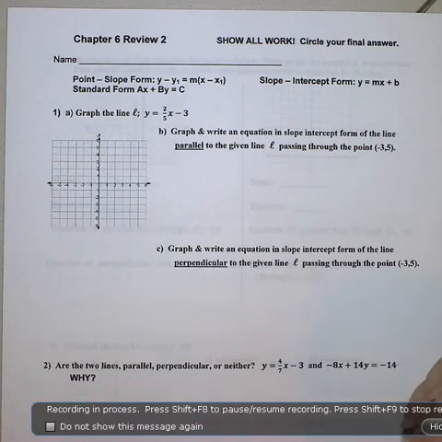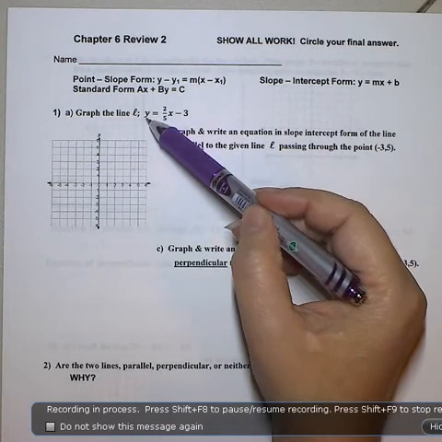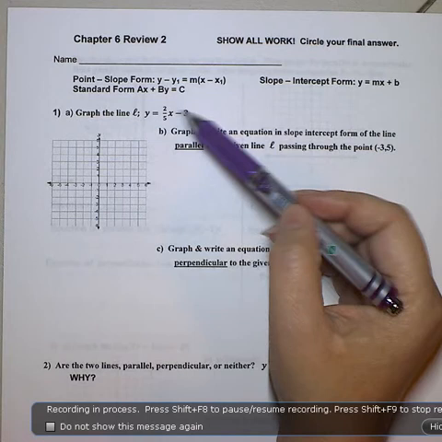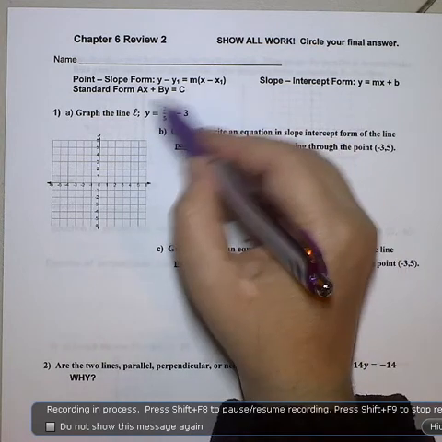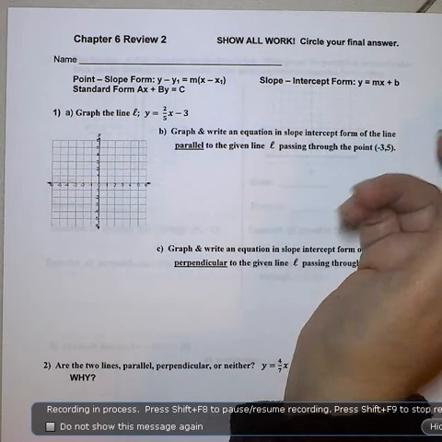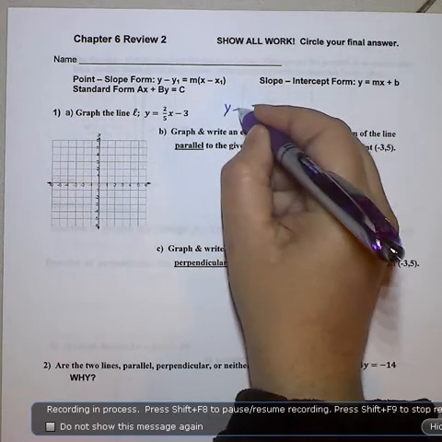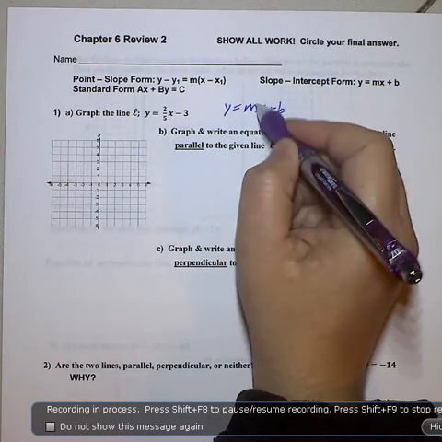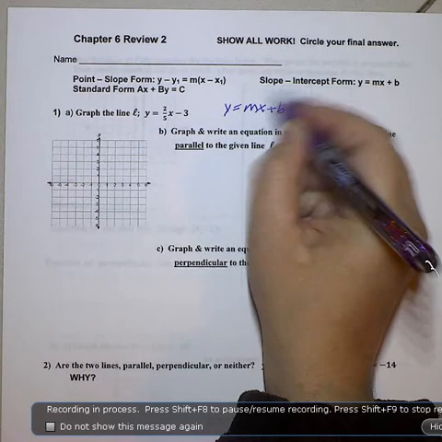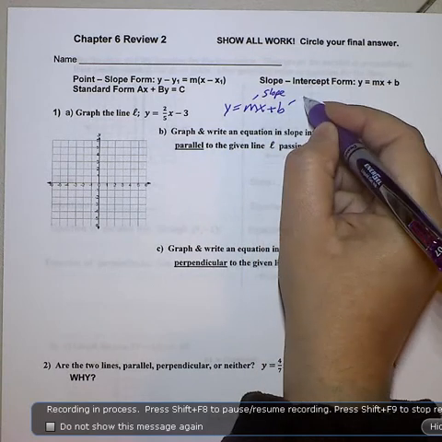Alright, number 1. First it says to graph the line L given by the equation y equals 2/5 x minus 3. So, what form does this equation look like? The slope-intercept form. So we have y equals mx plus b, where our m is our slope and our b is our y-intercept.